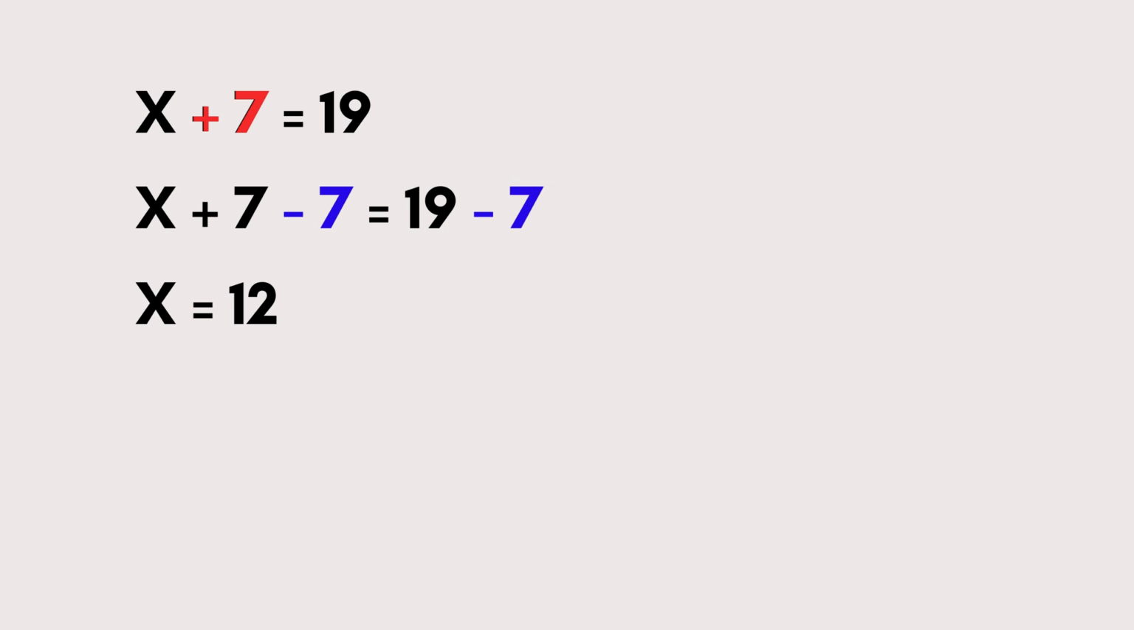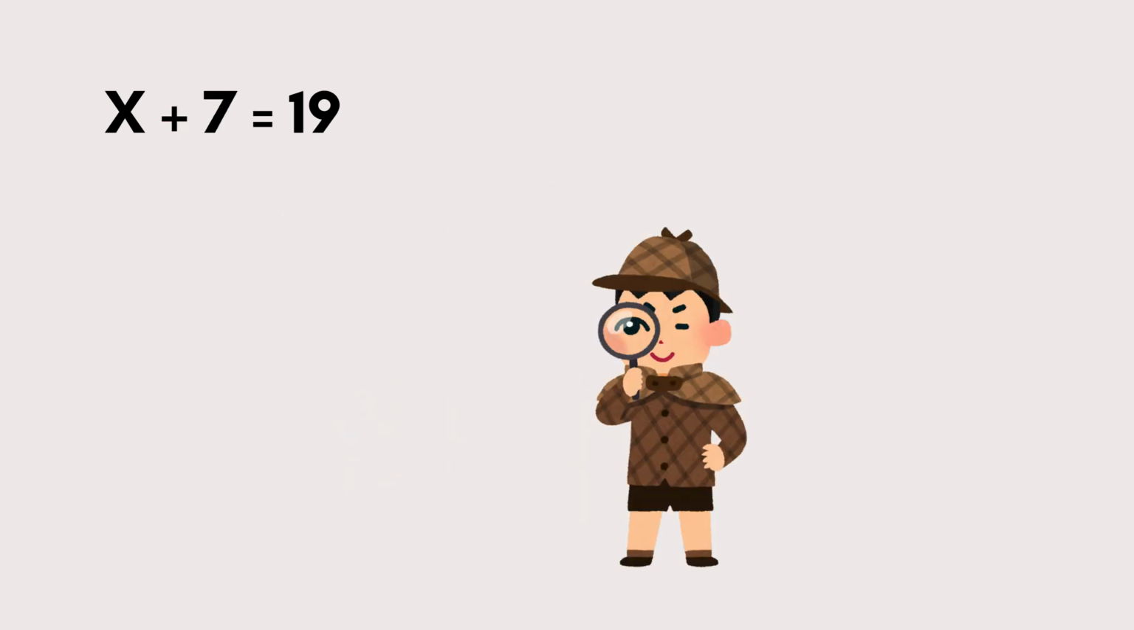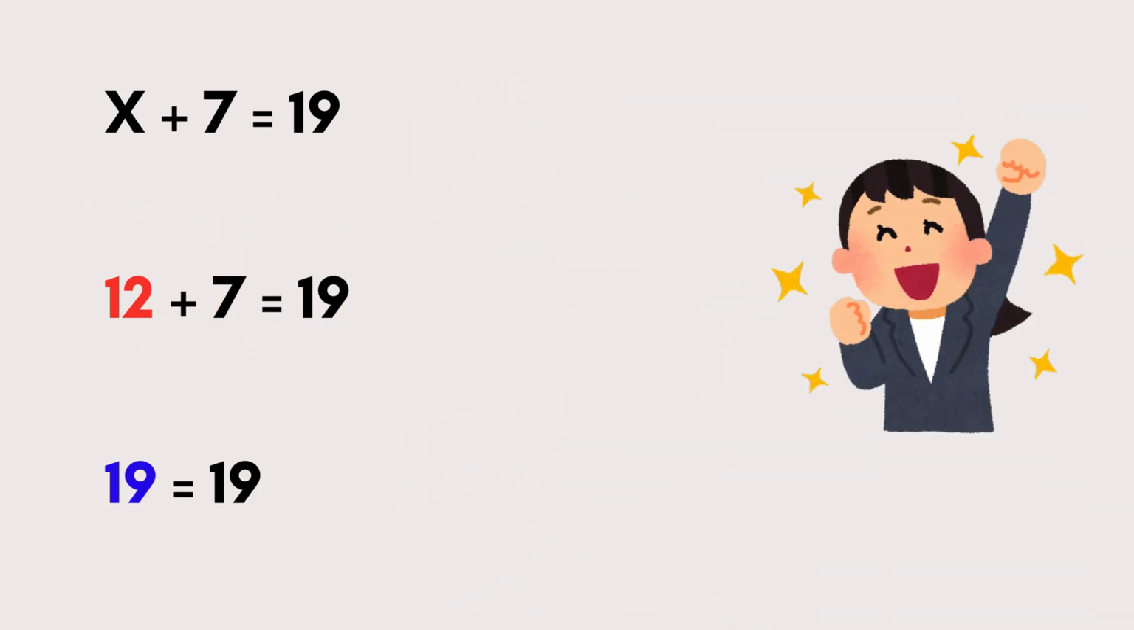So x equals 12. To check our work, substitute x as 12 into the original equation. So does 12 plus 7 equal 19? It works! Great job! Now let's try.